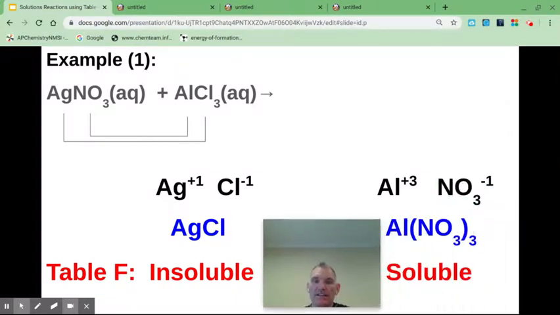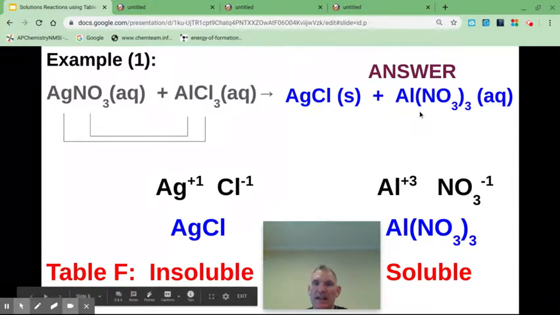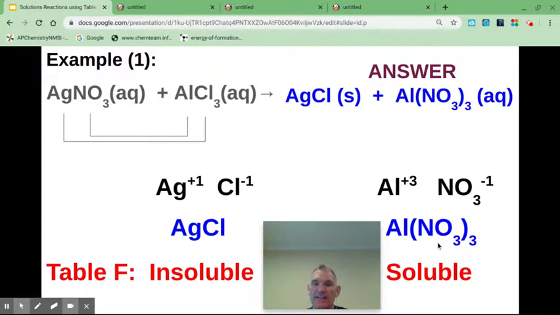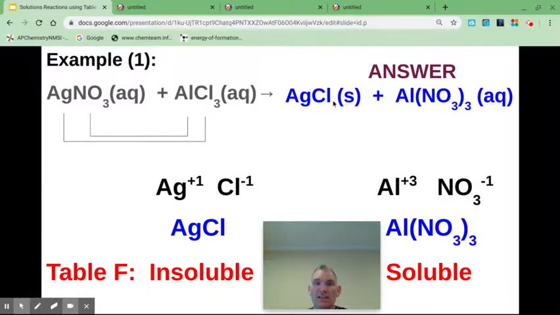Now, what does that mean? My final answer, drum roll please, is going to be AgCl. Look what happens. I changed it from aqueous to solid. That's because we saw that it was insoluble. And AlNO3, because it was soluble, I kept it aqueous. So if these 2 things are my products, only the AgCl is going to be the precipitate. What that means is that it turns to a solid because it's not soluble, and it will fall to the bottom.